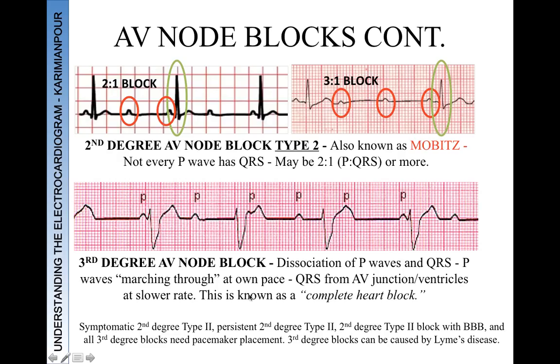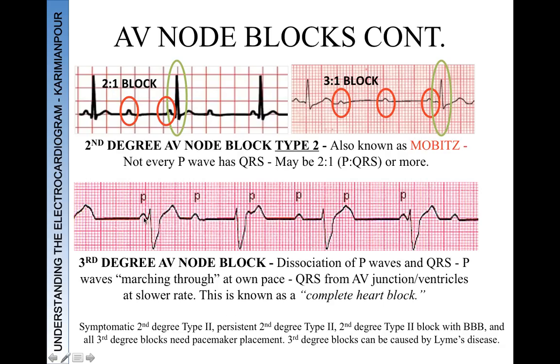So the P waves are marching through at their own pace, whatever the inherent atrial rate may be. As you can see here, the P waves are denoted by the letter P, and they're marching through regularly at their own pace. And the QRSs are also marching through at their own rate, either coming from the ventricles and slower, or coming from the junction as a junctional escape rhythm, a little bit faster than what would come from the ventricles. But the key here is that the P waves are marching through at their own pace, and there is complete dissociation between the P waves and the QRS complexes.